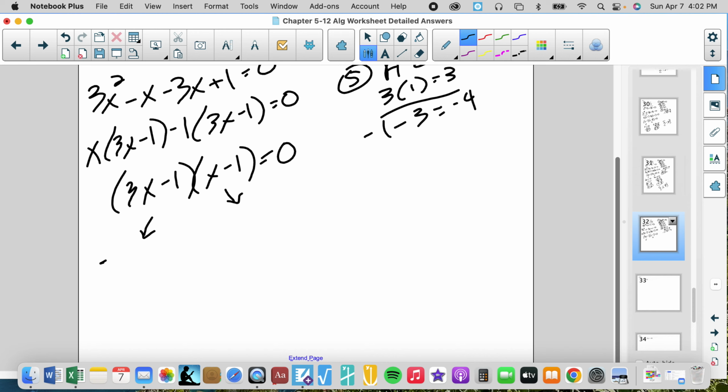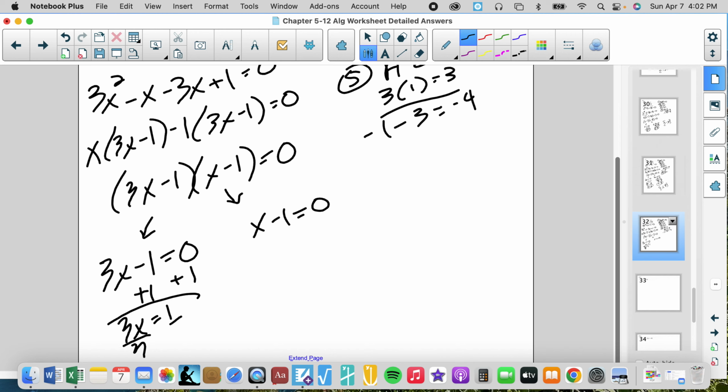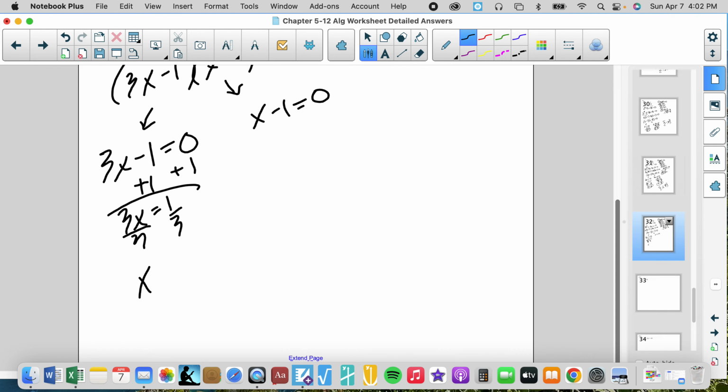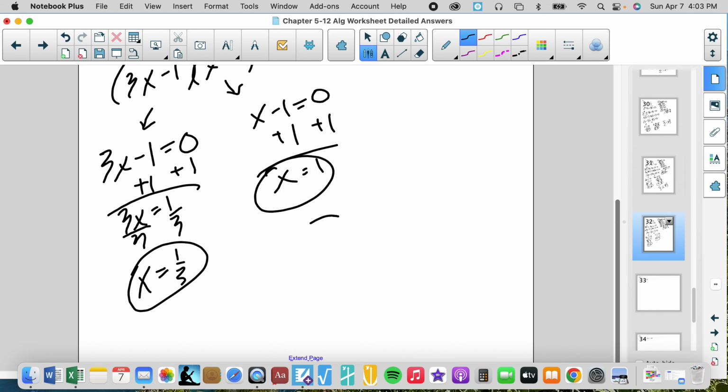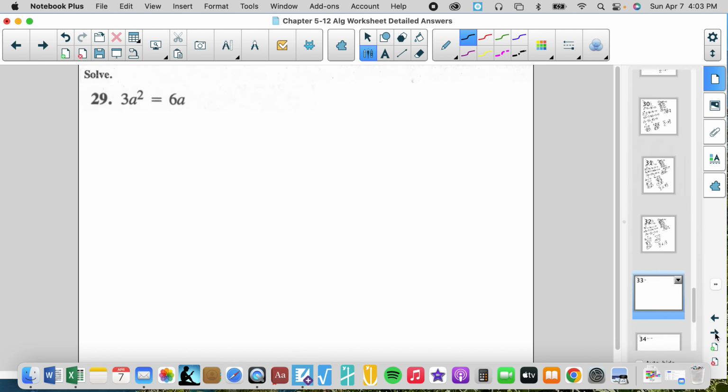And now it's home stretch. Now this is the easy part. All you're doing is a one-step or a two-step problem. Solve for the variable. We get x equals 1/3. Add 1. X equals 1. 1/3 and 1 are my two solutions. All right, a couple more.